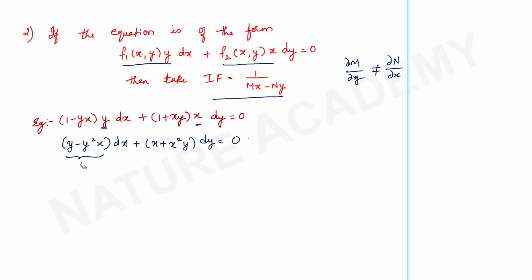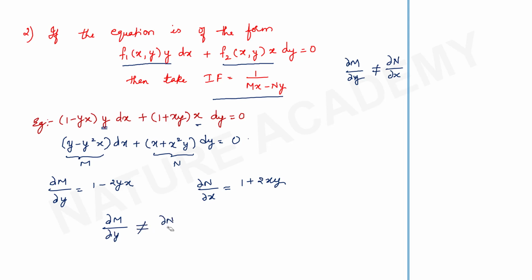Here you can see that clearly this is M and this is N. So find dou M by dou y, which will be equal to 1 minus y square x. Differentiation of y square x with respect to y will be minus 2yx. And you find dou N by dou x now. If you differentiate N with respect to x, you get 1 plus 2xy. So clearly here you can see that dou M by dou y is not equal to dou N by dou x. So find the integrating factor and then multiply it.